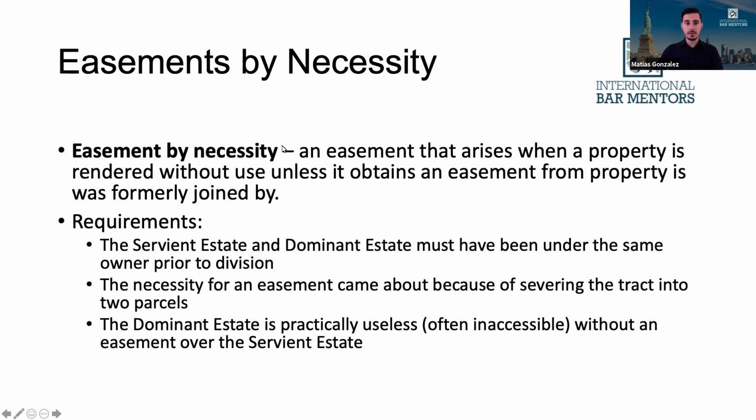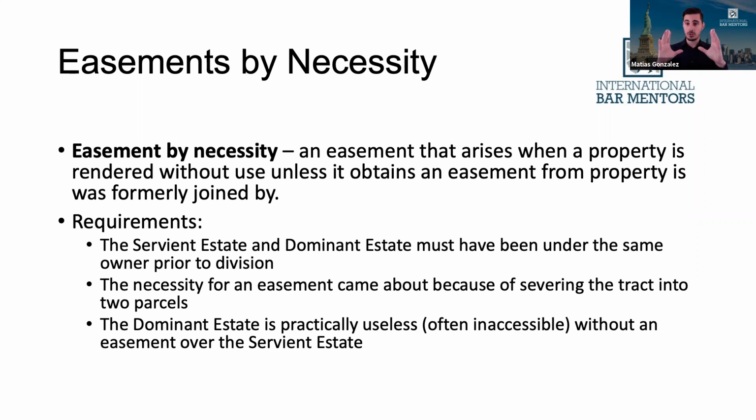So next, it's easement by necessity. So this is part of implied easements, right? An easement that is implied by the necessity. So this arises when a property is essentially rendered without use unless it obtains that easement from the other property, which it was formerly joined to. So they have to both be part of a single tract of land, okay, which was then divided. And now one of the properties is essentially useless unless it has this easement, right? So again, the requirements: the first one is they had to have been under common ownership prior to division.